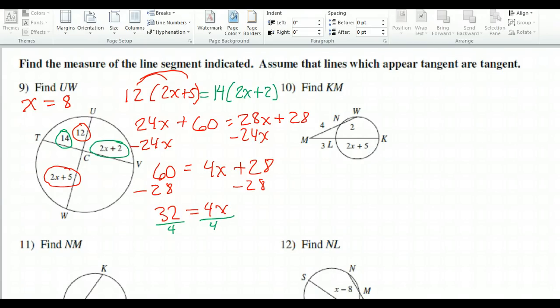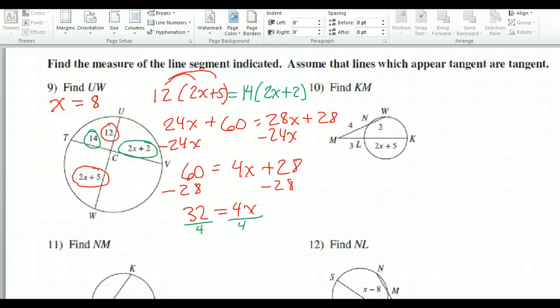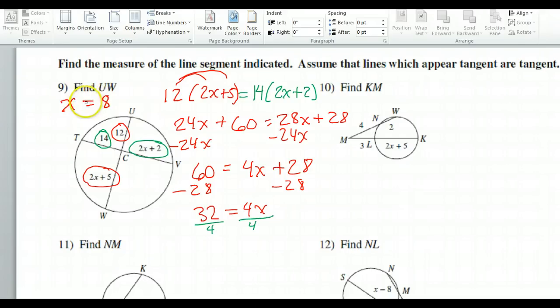Whoa, slow down! This is not the final answer. Oh my goodness. I almost fell for that mess. Luckily I wrote it next to the directions. See how the directions say find UW. And guys that are actually in my actual class, please understand that there are problems like this on the test. So you really have to pay attention to what you're being asked for. It doesn't say find x, it says find the length of UW. So we have to take this and plug it back in.